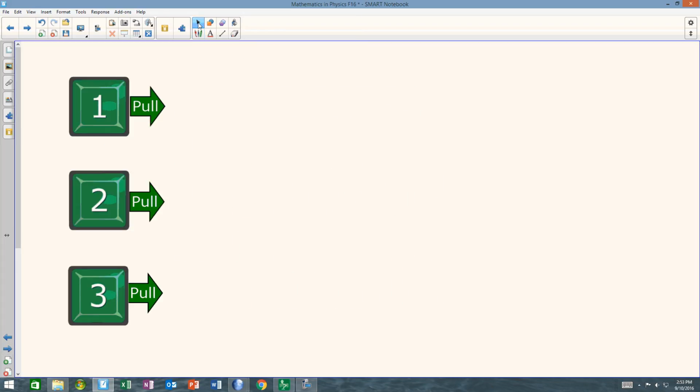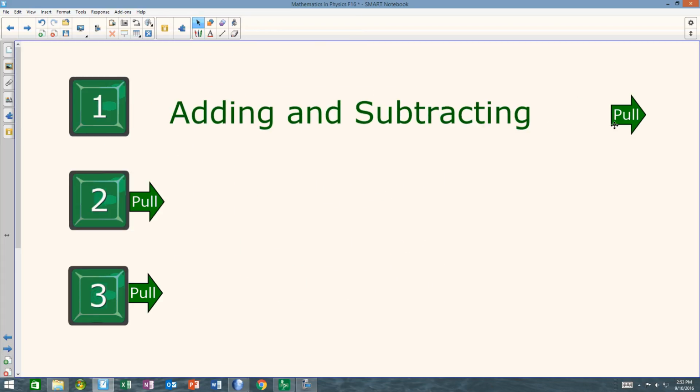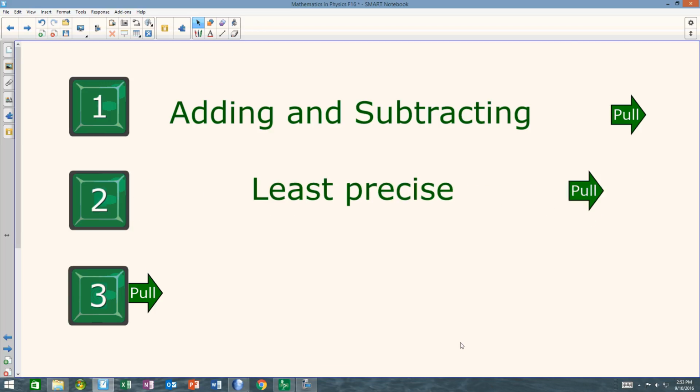Okay, so now what we're going to do is talk about adding and subtracting numbers that have significant digits. We're going to be looking at the precision. What does that mean? It means we're looking at how many digits follow the decimal point. So if I have a number that has 3 digits after the decimal point, and I have another number that has 2 digits after the decimal point, we want the number that has the least number. So we would choose 2, and that's how many we have to have after the decimal point in our answer.